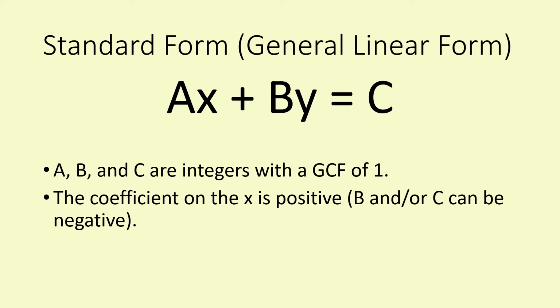The last form is standard form. It's also known as general linear form. Before we graph it, just a refresher on what it looks like and what the rules are. The form is ax plus by equals c. A, b, and c are integers. They have a GCF of 1, and the coefficient on the x needs to be positive. B and c can be negative, but a should be a positive number.